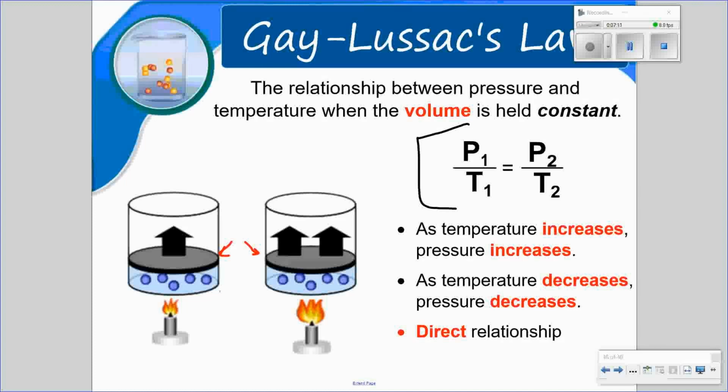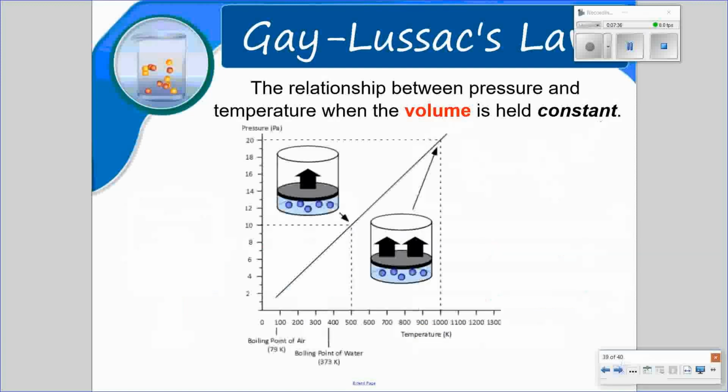Pressure and temperature, as temperature increases, pressure also increases. And as temperature decreases, pressure decreases. And remember, all of this is in a fixed container where your volume is not going to change. And this is also a direct relationship. So you should see some algebraic similarities between this law and Charles's law. They're both direct relationships, and so the algebra looks very similar, as it should.